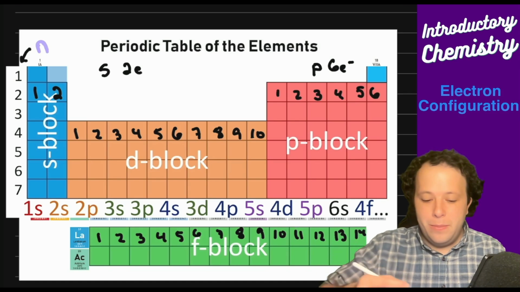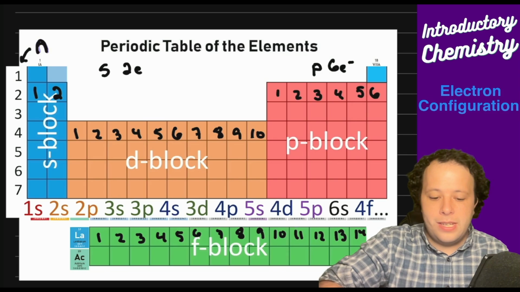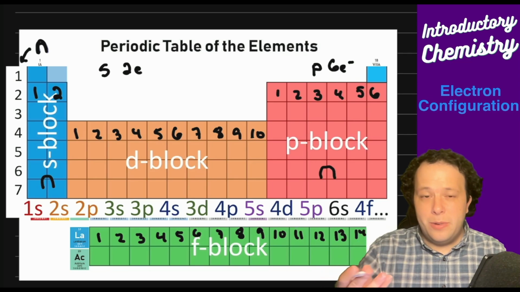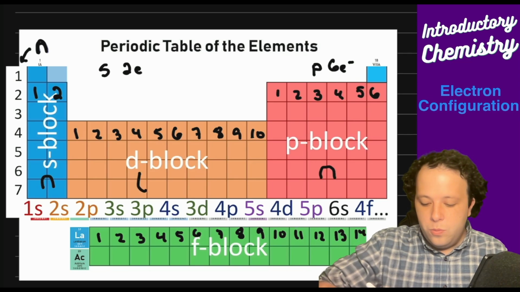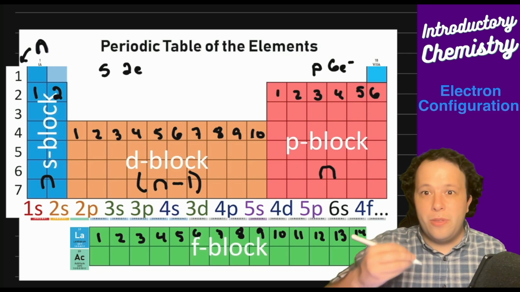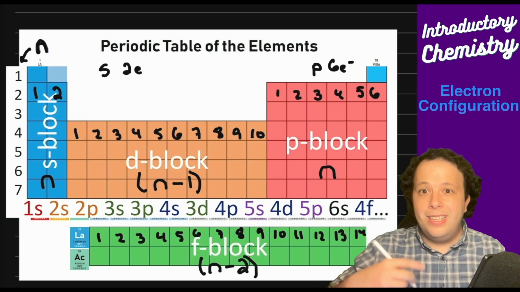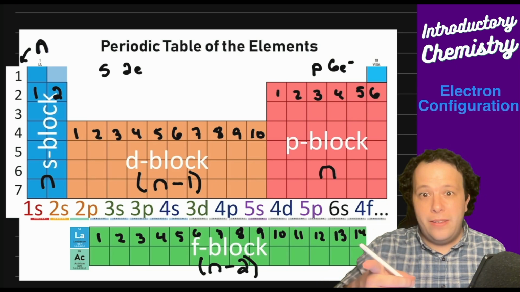Now, the quantum number was referring to the columns. So S is normal, P is normal. They're just your normal n numbers. With D, what we actually do is we do n minus 1 for those levels. And then with F, we do n minus 2 for our levels. Let's go back to our example to show how that's going to be used.